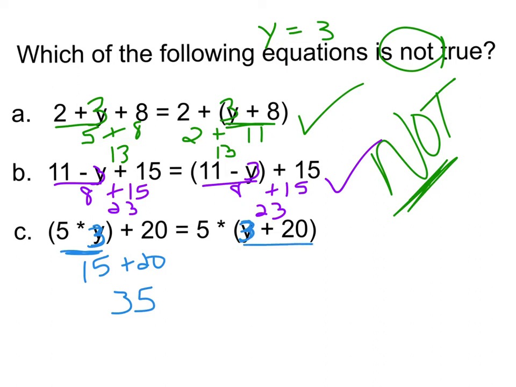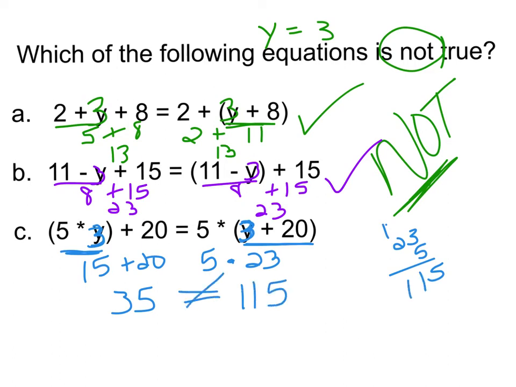So now I'm going to do the next one. And the next one is doing 3. I have to do parentheses. So 3 plus 20 is 23 times 5. That's going to be 115. So that means that's not equal. So for the other ones, this one's equal and this one's equal. So that means because they're asking for not true, my answer is going to be letter C.